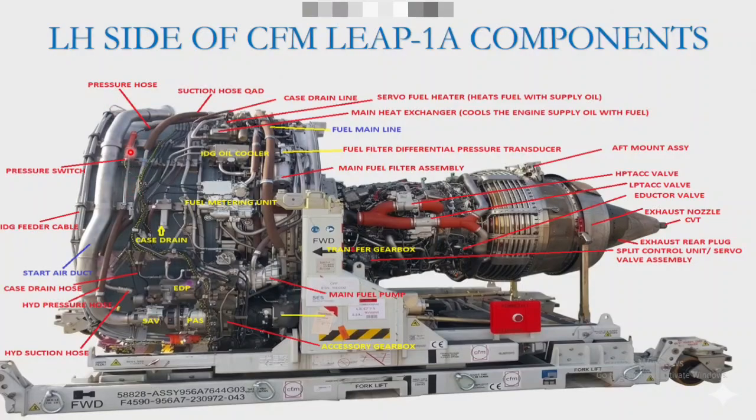So this is your pressure hose, and there is a pressure switch for hydraulic, and the same will be connected to the pylon area.